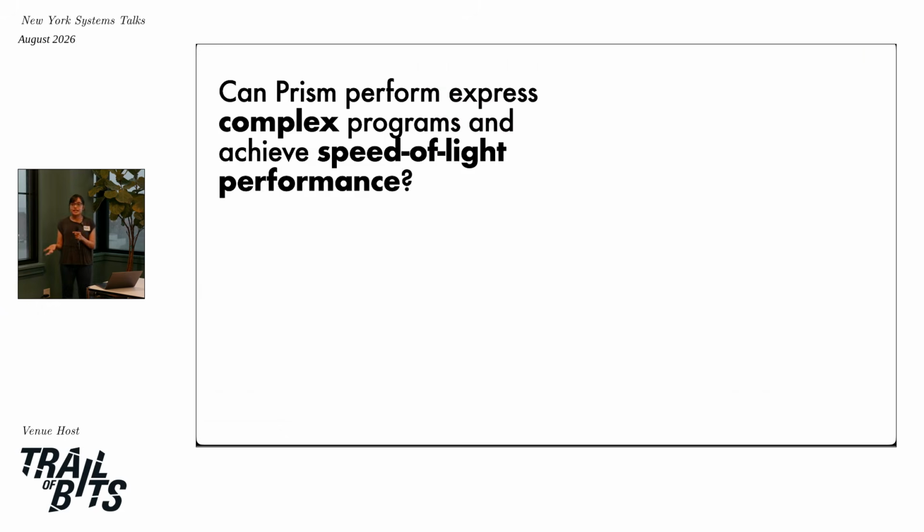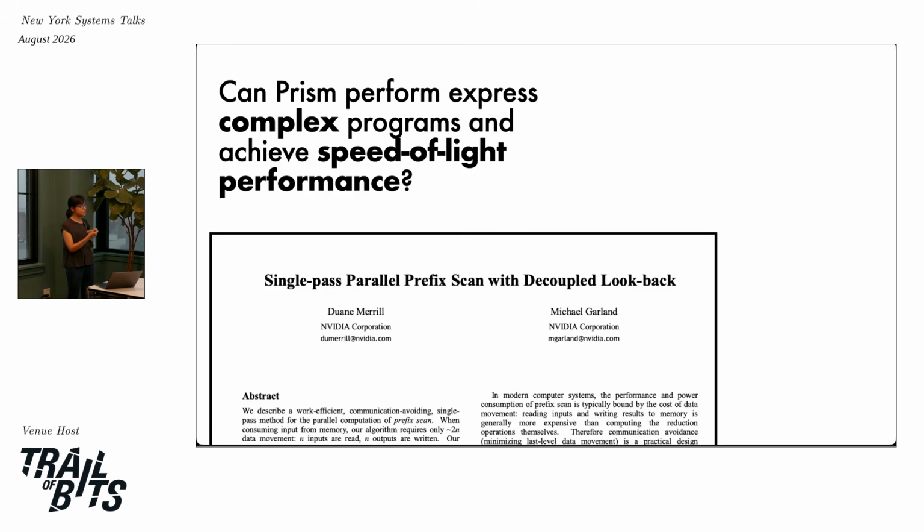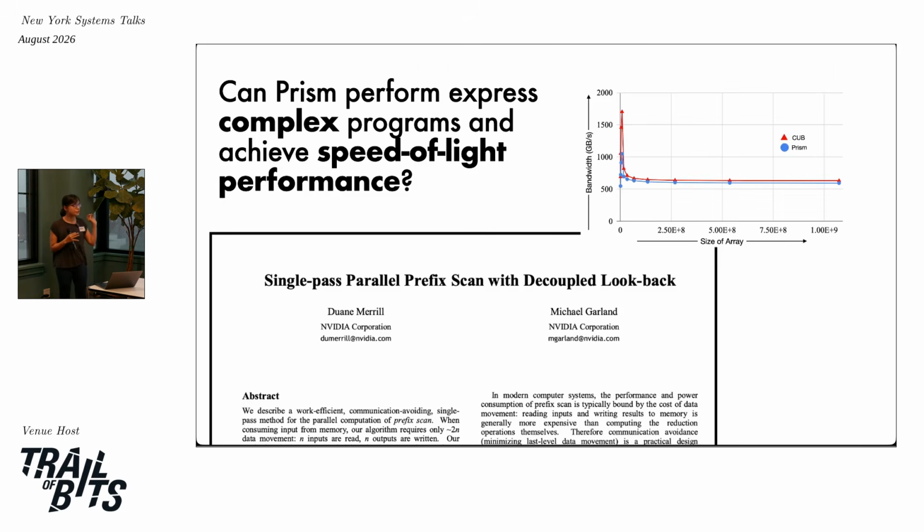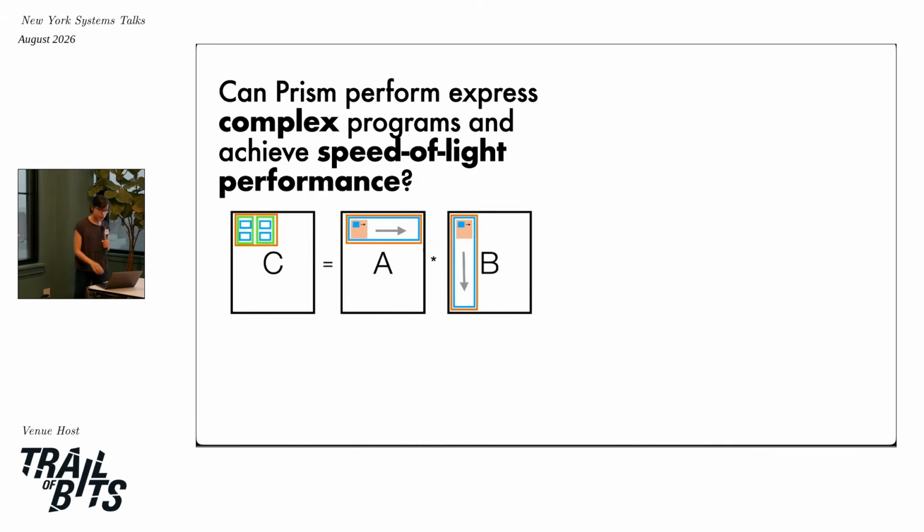And finally, the thing that we actually care about: can we use Prism to write speed of light programs on the GPU? The first one that we tried was to re-implement the single pass prefix scan program. The reason why I picked this program in particular is because it's not your normal dense linear algebra program. It has very different convergence properties. Again, an intimidation tactic by putting a complicated figure on there. But the upshot is it requires different kinds of convergence. And we were able to match the speed of light implementation that NVIDIA has put out. So that was a good sign.